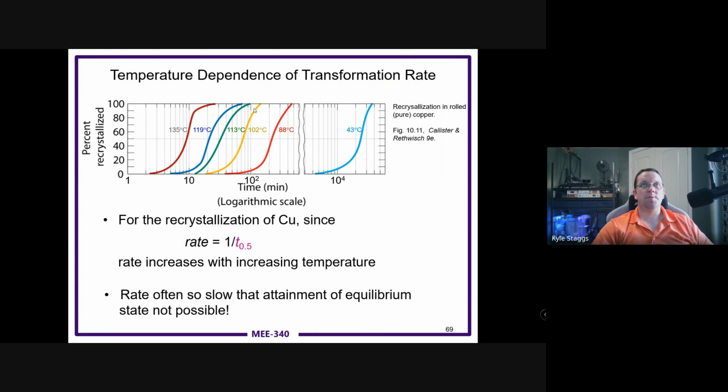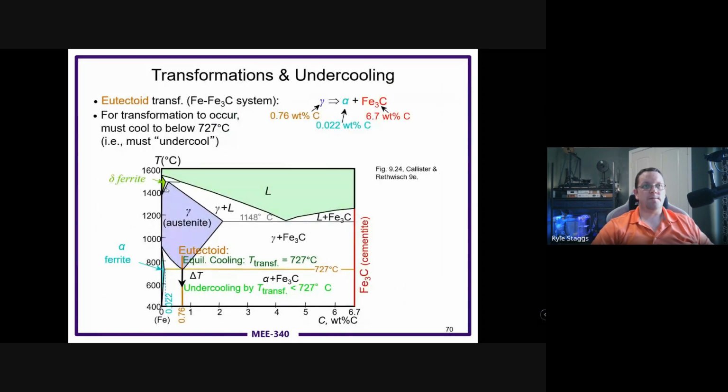And some of these at lower temperatures don't even really do a good job of asymptotically approaching, like the 135 does. So this was very rapid, but anything below that, especially like 88C, you're nowhere near absolute equilibration here. Even though it looks like it's at the top of the chart, your actual approach to this 100%, you're literally never going to reach it at these lower temperatures. So you're always going to have defects. You're always going to have issues with some of these crystalline planes.